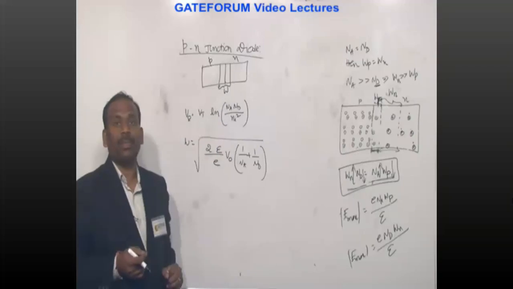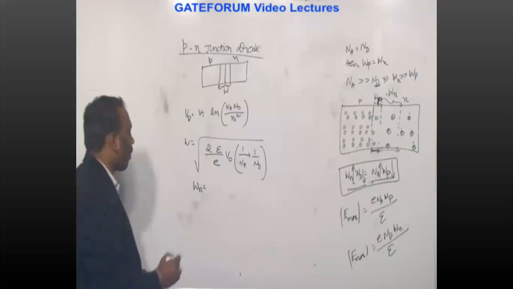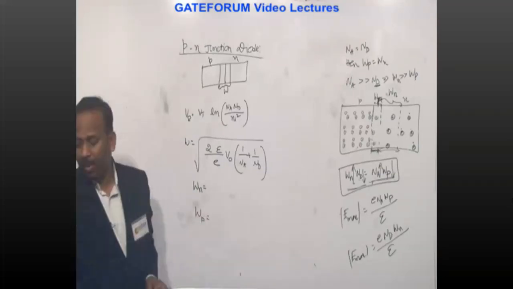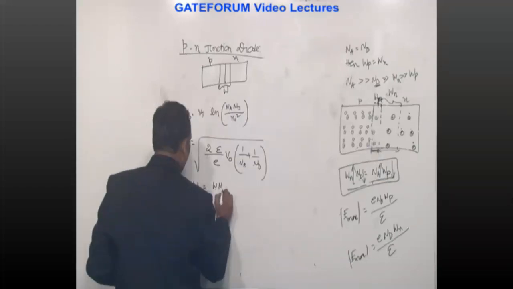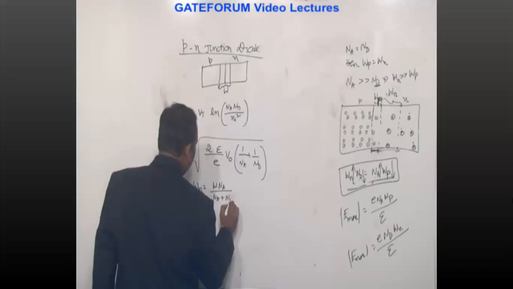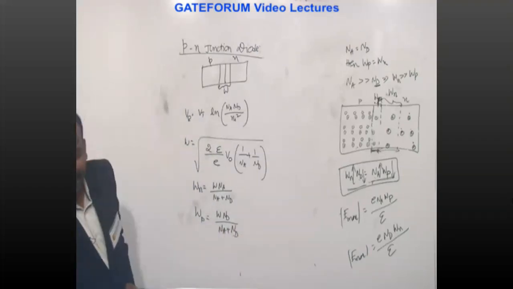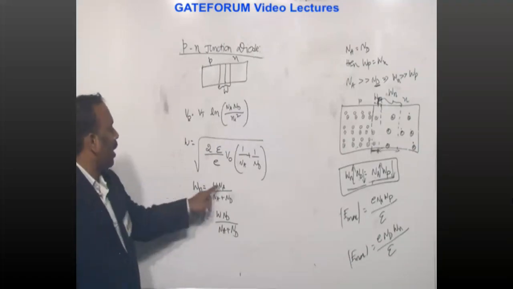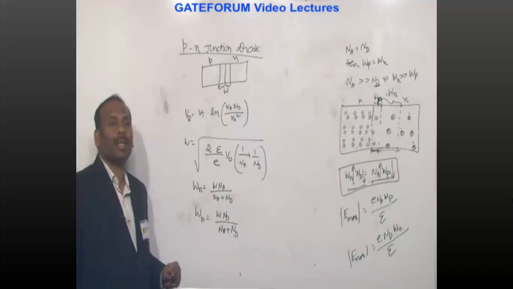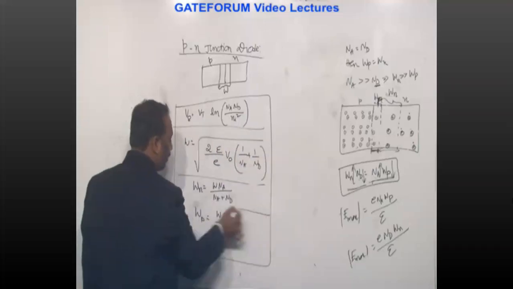This is barrier potential. Now, I want only Wn. What is the value of Wn? I want only the value of Wp. What is Wp? Take down this formula. Wn equals W into Na by Na plus Nd. Wp equals W into Nd by Na plus Nd, where W is the total width of the depletion layer. Na is acceptor impurities, Nd is donor impurities. All these formulas are very, very important from the problems point of view.